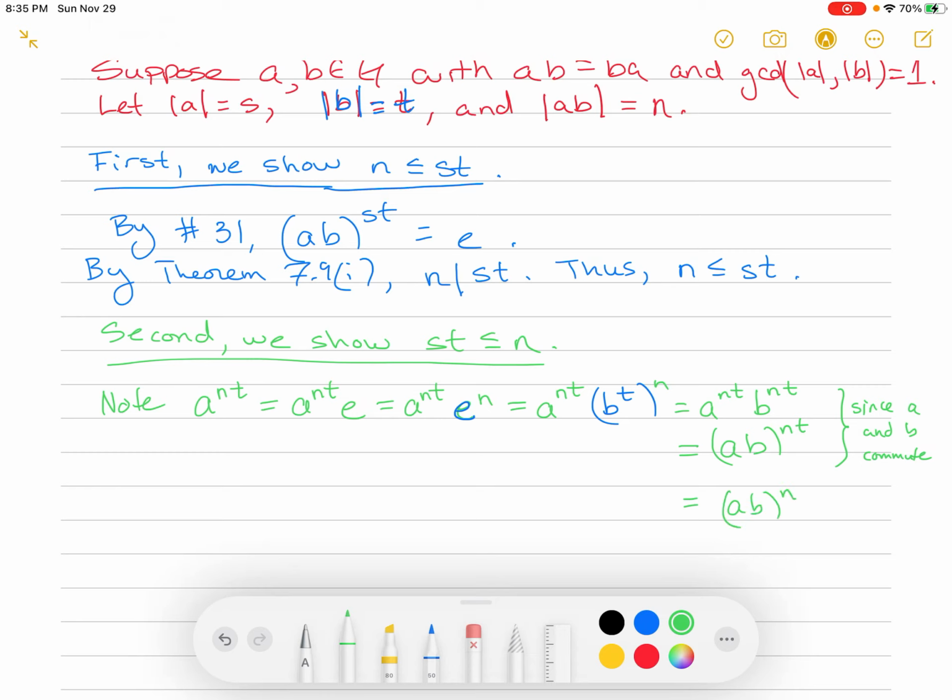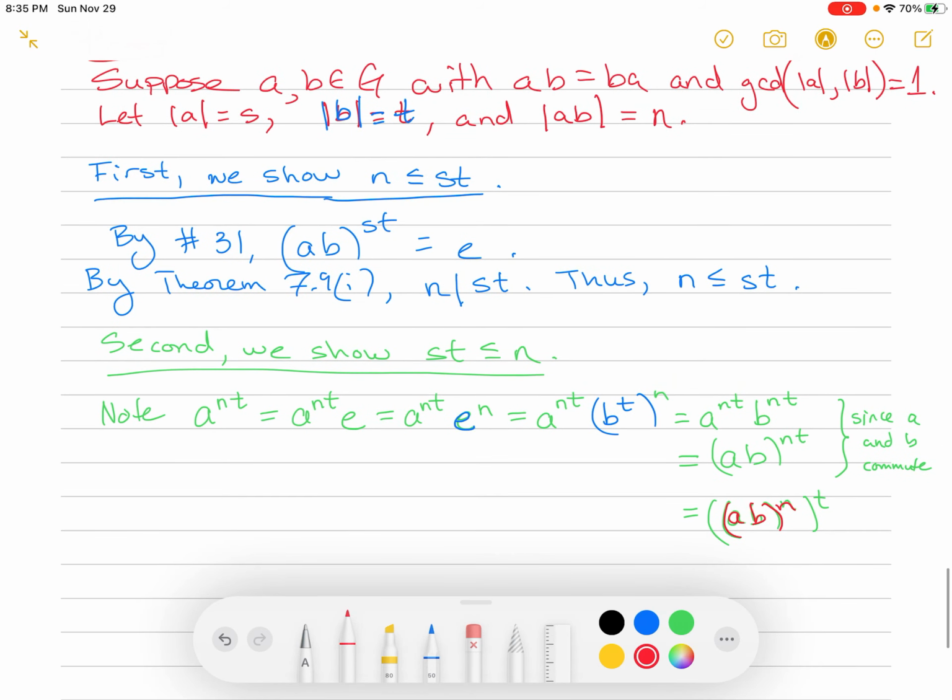Okay, so now we can do a trick. We can say this is AB to the N to the T. Well, wait a second, what's AB to the N power? AB to the N power is the identity. So we got the identity to the T. Why is AB to the N power the identity? Well, remember, the order of AB is N, right? Order of AB is N.